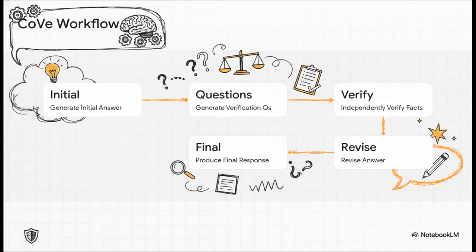First, the model generates an initial answer. But wait, it doesn't show it to you yet. Second, it generates verification questions about its own answer. Third, and this is where the evidence collection sits right in the middle, it independently fact-checks those questions. Fourth, it revises the initial answer based on the facts it just checked. And only then, on step 5, does it produce a final response. It's essentially acting as its own editor.